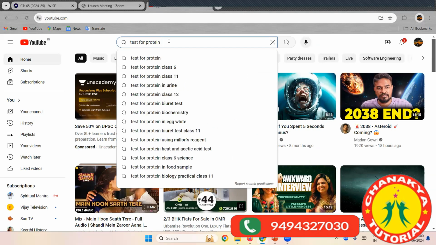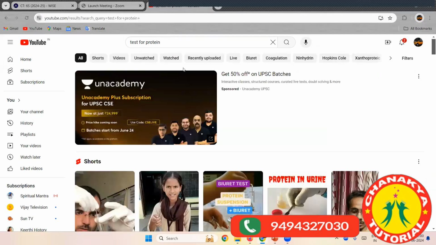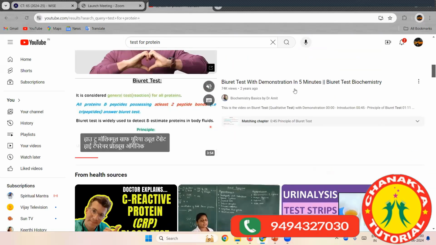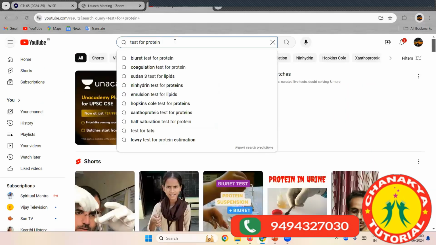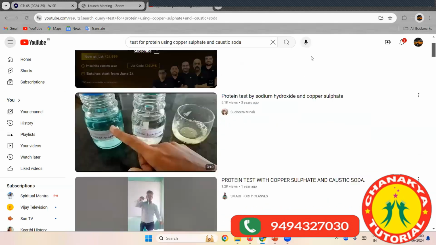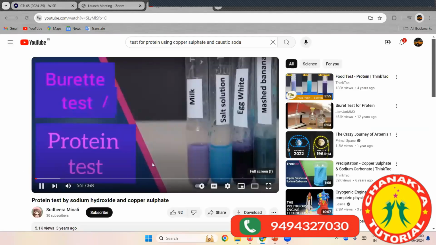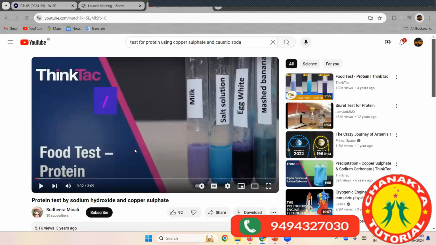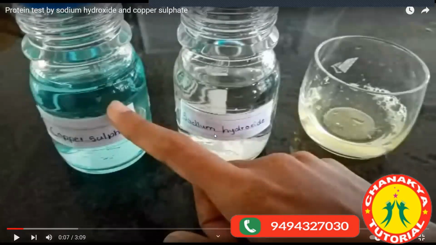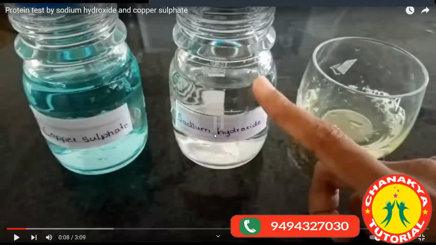Because we are in an online class, I cannot show you many things in the laboratory. So it is better if you see the test for protein with copper sulfate and caustic soda. I hope you can hear the sound. Can you see the copper sulfate looks blue? Sodium hydroxide is nothing but the caustic soda, as Harshit told.